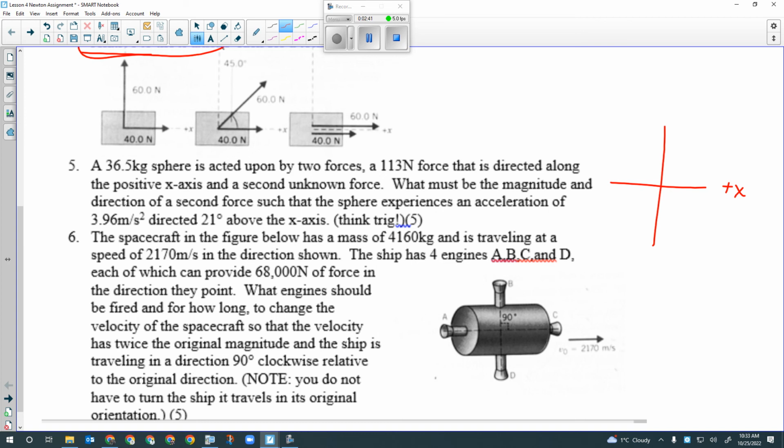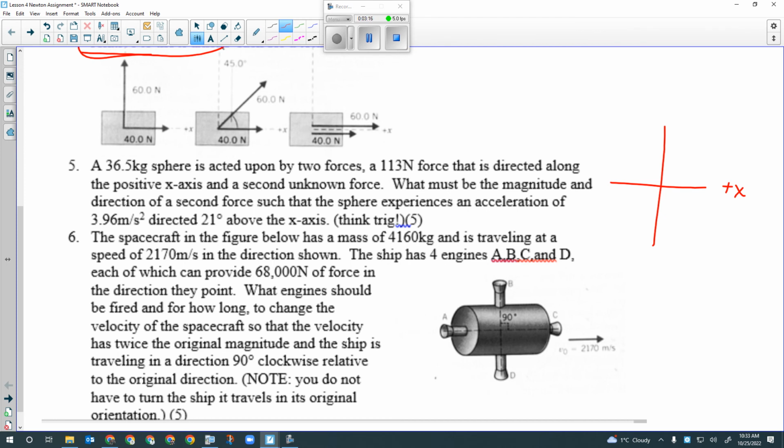Okay, so your first force is that way. It's asking you, what is the magnitude and direction of the second force, such that the sphere experiences an acceleration of 3.96 meters per second squared, 21 degrees above the x-axis. So you can probably use that to get something that will be useful for finding a missing force, since it's, after all, acceleration. And they probably gave you mass here earlier in the question, and those 2 things can help you find something useful. But remember, it's a vector question as well.